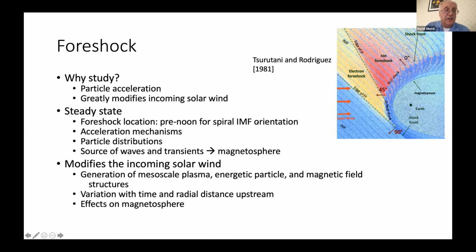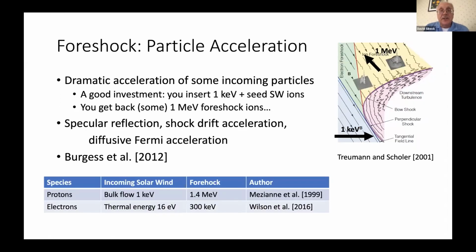We're going to look a little bit at particle distributions in the foreshock and the waves that are generated there. And we're going to talk a bit about how it modifies the incoming solar wind. So here we go. Particle acceleration in the foreshock. It might be a good investment for you. You stick in 1 keV solar wind ions, or perhaps a little bit higher energy ones, as a seed population, and out pop back up to 1 MeV, maybe even greater, energized foreshock ions.